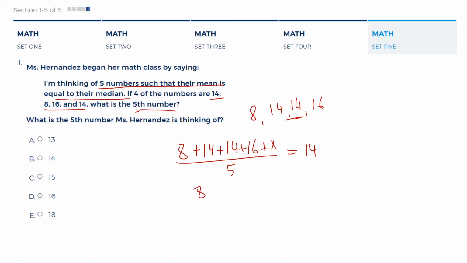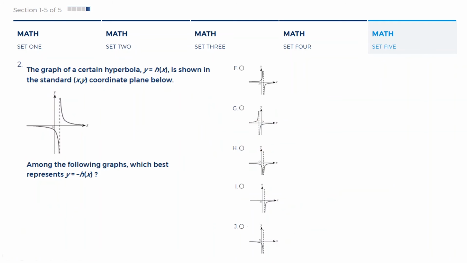All right, so 8 plus 14 is 22, plus 30, so 52 plus x is equal to 70, which is 5 times 14. So x is equal to 18. E. Next. The graph of the hyperbola y is equal to h of x. Which best represents y is equal to minus h of x? Well, it's just pretty much the opposite over the x-axis. Is it f? Wait, let me double check. It's not g, yeah, it's f.